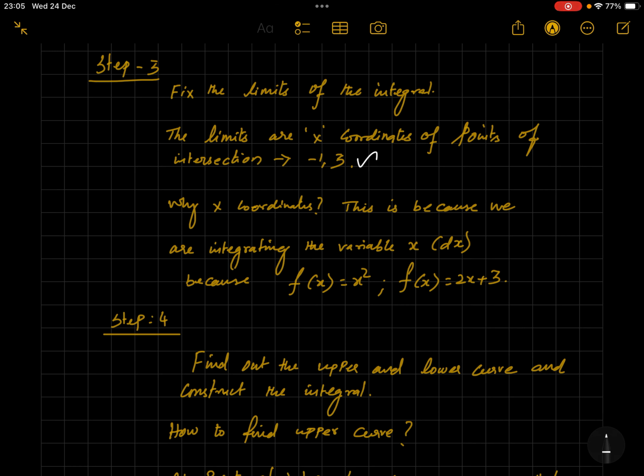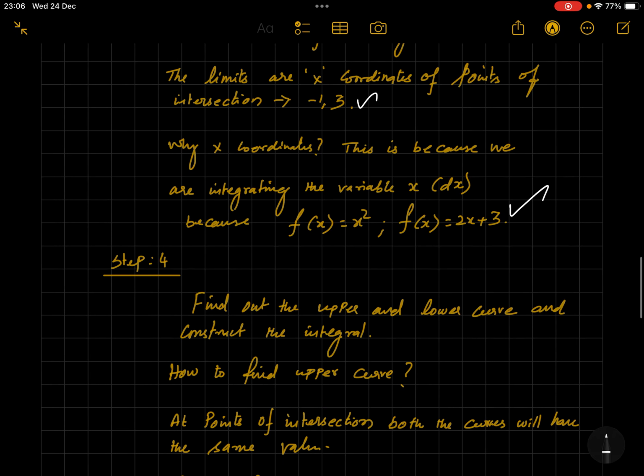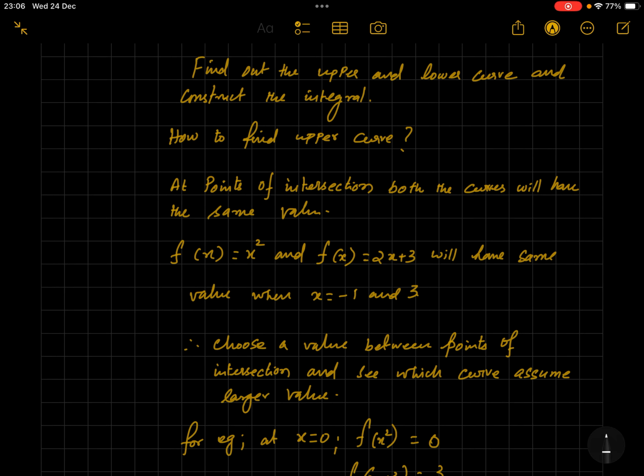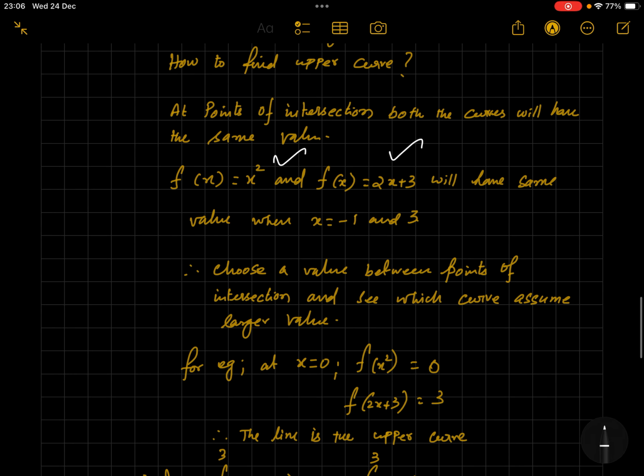We are integrating with respect to x, dx, because the function is given in terms of the variable x only. So then how to find out the upper and lower curve and construct the integral? See, at the point of intersection, both the curves will have the same value. So f of x equal to x square and f of x equal to x plus 3 will have the same value at x equal to minus 1 and 3. Of course, we know it is 1 and 9 for y. However, at any value between the points of intersection, they will have different values, and the curve which assumes the greater value will be the upper curve.